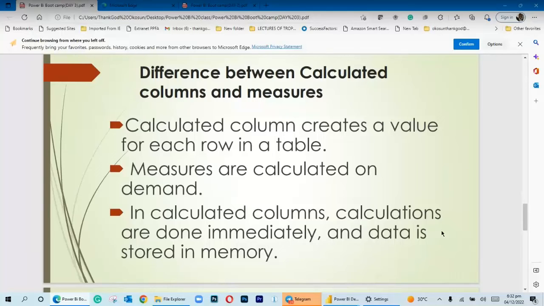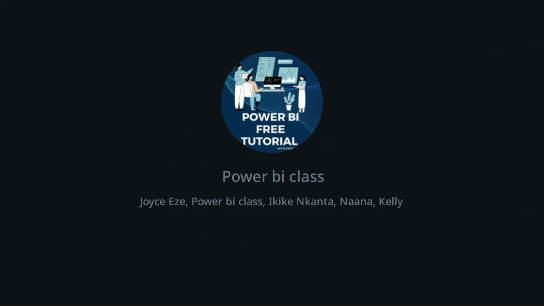Then in calculated columns, calculations are done immediately and data is stored in memory. It just solely depends on your need at that point. If you don't want to take too much space, avoid calculated columns. Calculated columns can make your work very bulky and take a longer time to load.